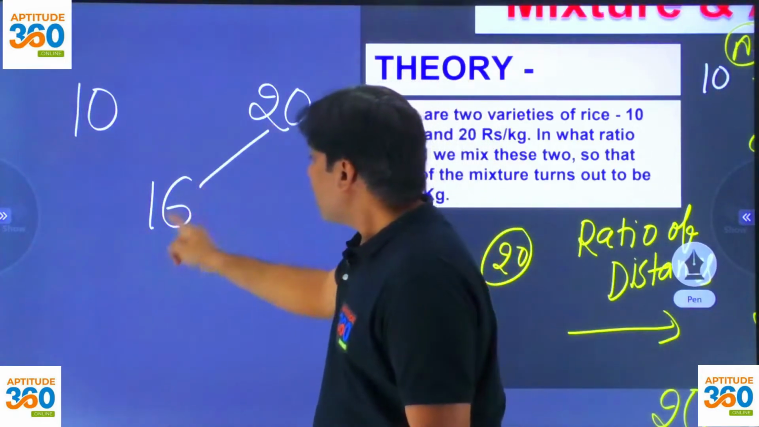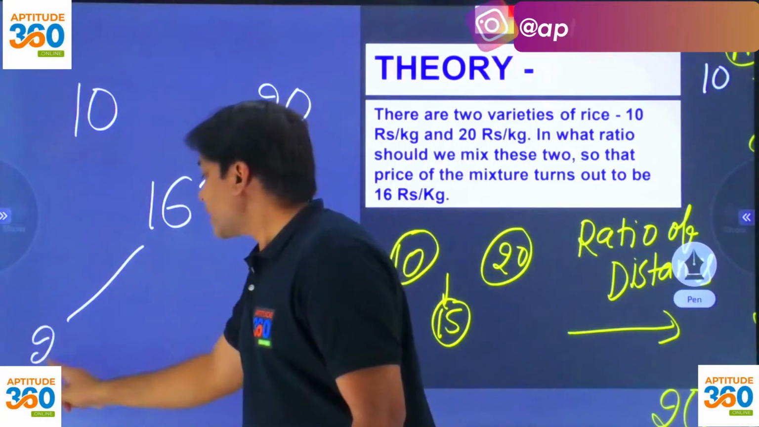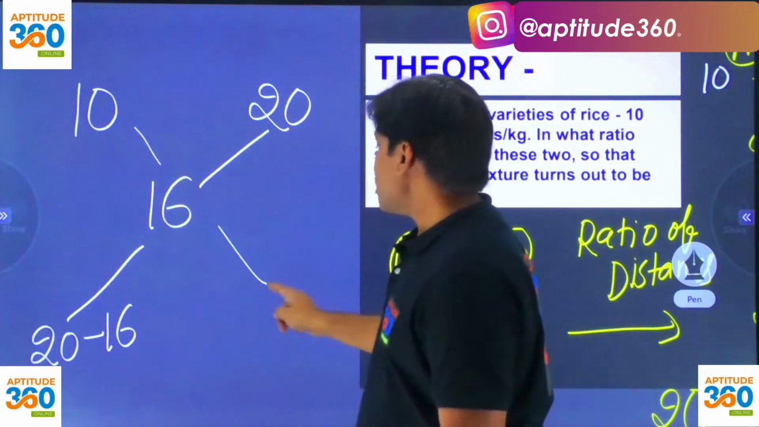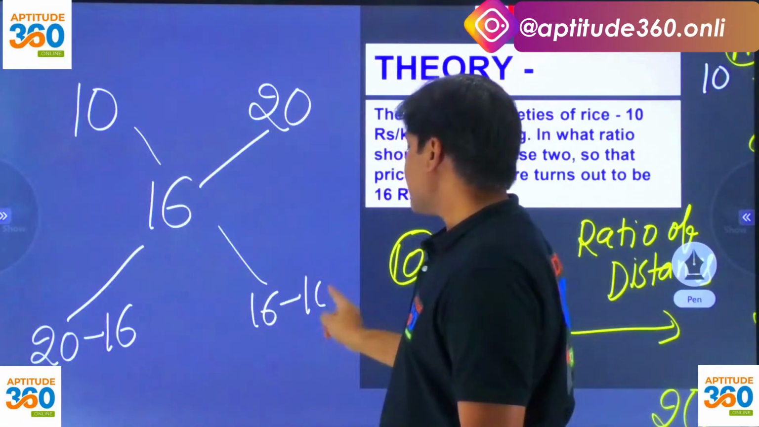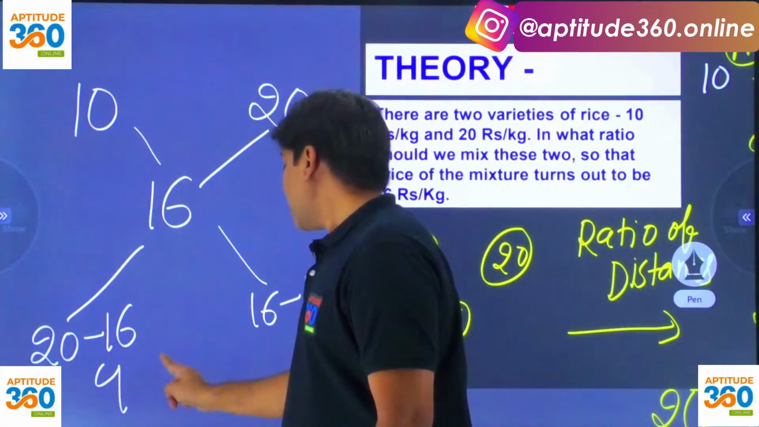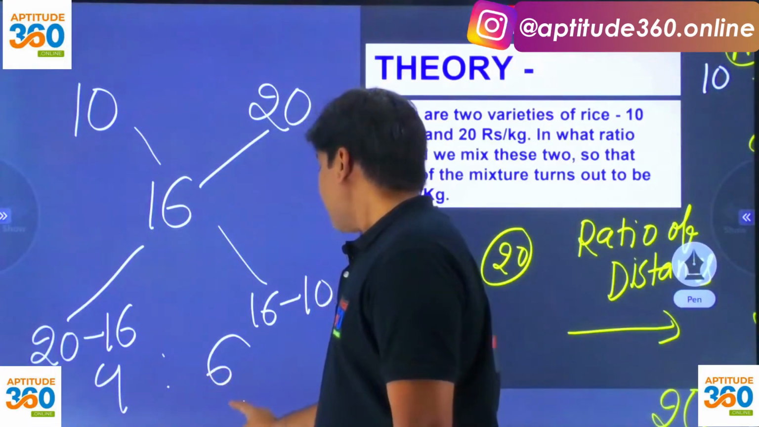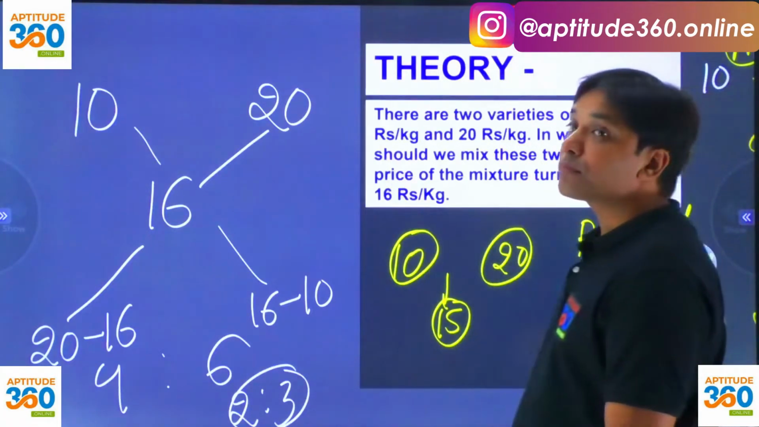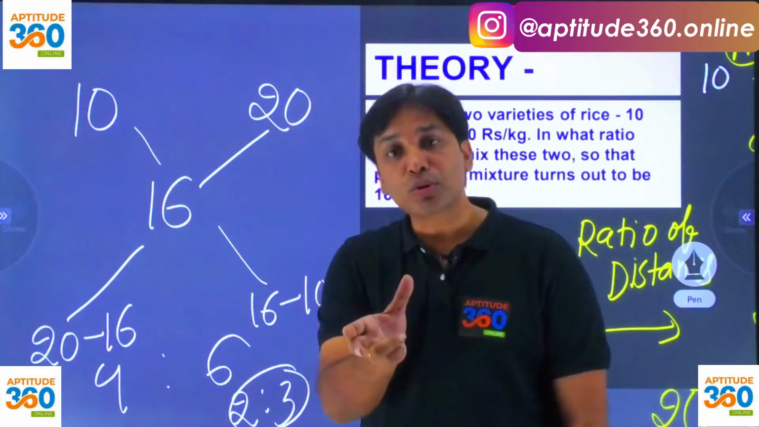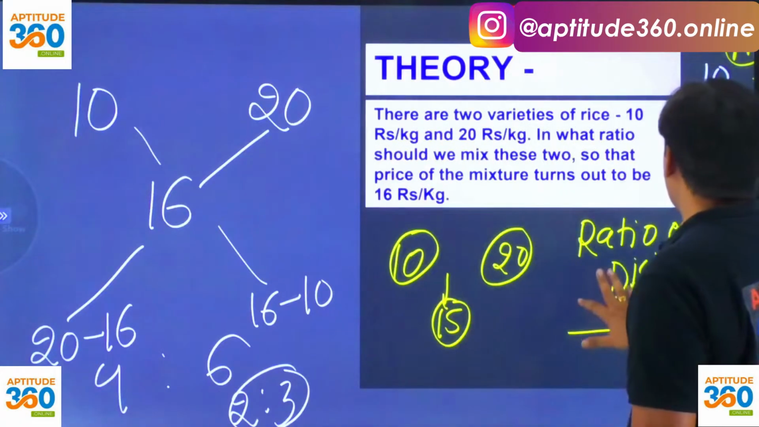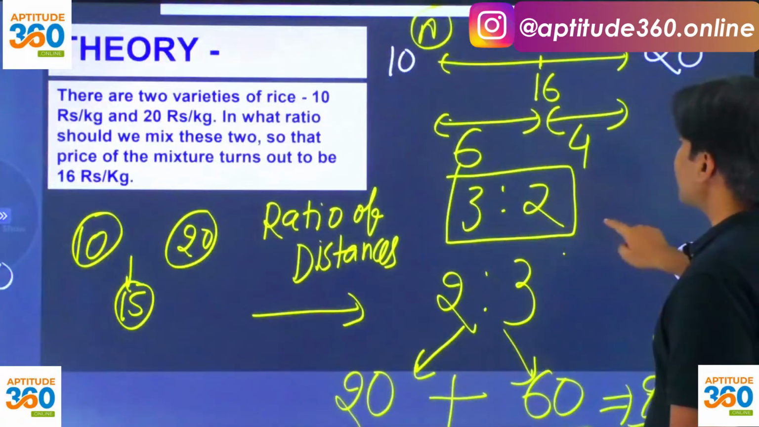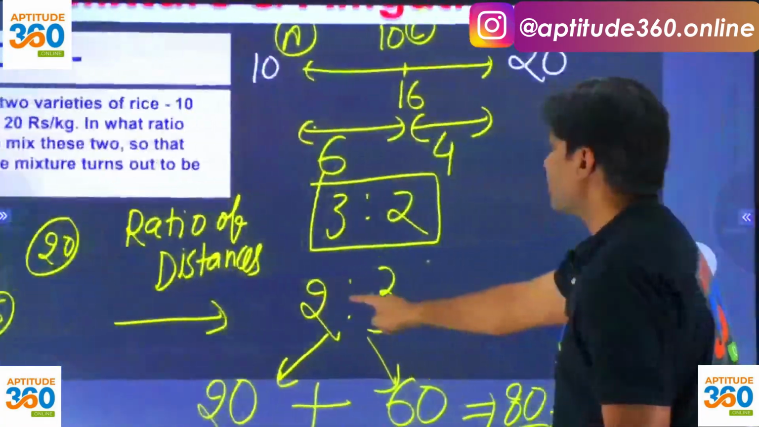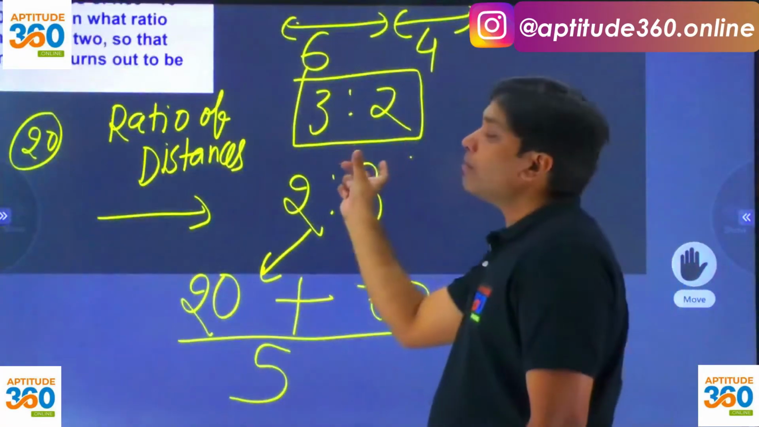So over here what should we be writing? We should be writing 20 minus 16. And how about this one? We should write this as 16 minus 10. So this one comes out as 4 and this one comes out as 6. If we simplify this, it comes out as 2:3. This is what you had found here, 2:3, that they should be mixed in 2:3, because the ratio of distances you had gotten as 3:2, and in what ratio you wanted to mix them? You wanted to mix them in 2:3 ratio.